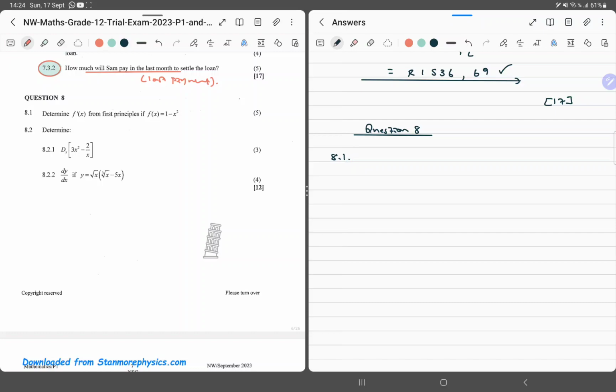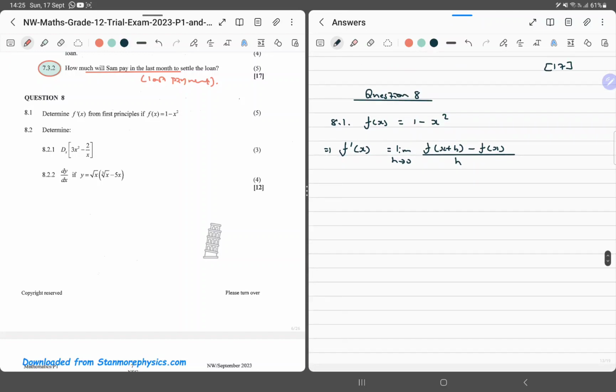So 8.1, it's a standard first principle. We're given f of x equals 1 minus x squared. This implies that the first derivative is going to be the limit as h tends to 0 of f of x plus h minus f of x over h. Okay, please, that formula must be in your head.